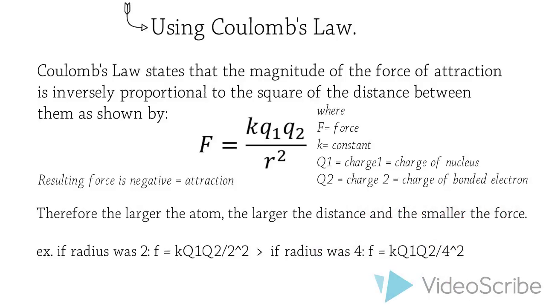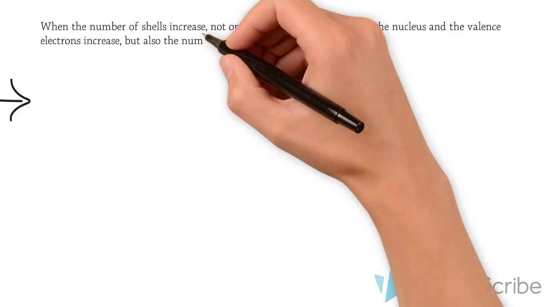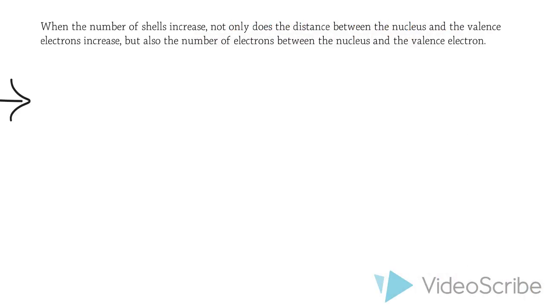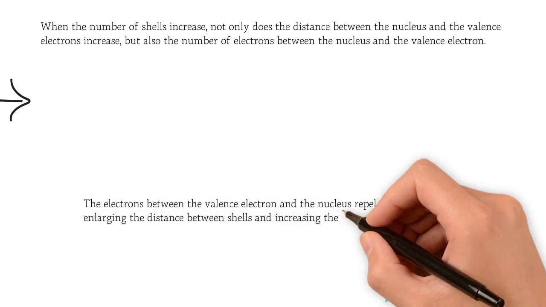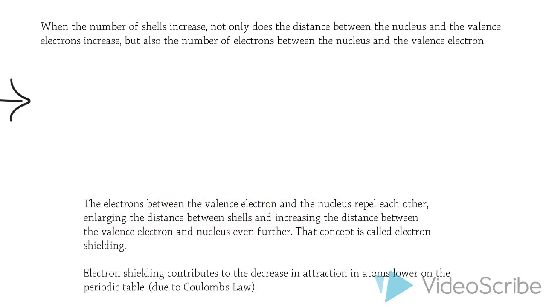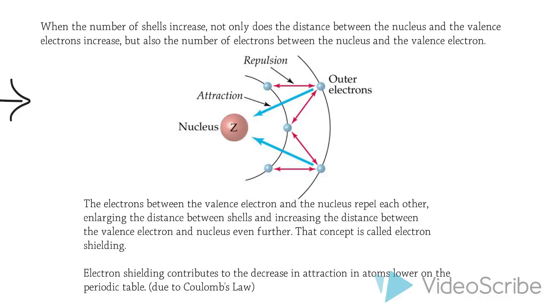For example, if the radius of an atom was 2 versus if the radius of a different atom was 4, the force would be greater on the atom with a radius of 2 as per the math shown. However, as the number of shells increase, not only does the distance between the nucleus and valence bonded electrons increase, but so does the number of electrons between the nucleus and the bonded electrons. Because electrons have the same charge, they repel each other and further increase the distance between the bonded electrons and the nucleus. That phenomenon is called electron shielding.